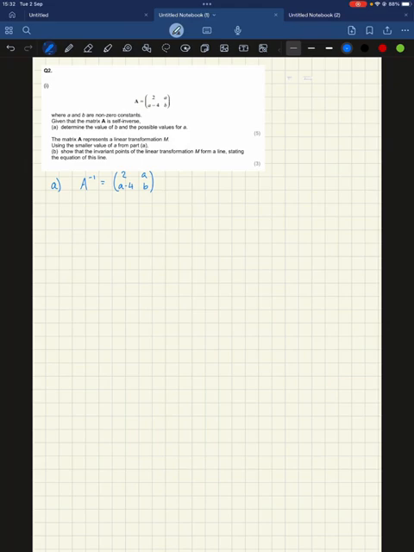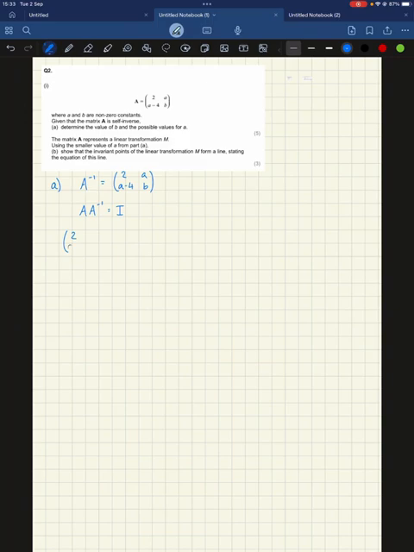Determine the value of B and the possible values for A. Now, because we've been told this piece of information, we know what the inverse matrix of A is, and we've been given A in the question. So what links a matrix and its inverse? Well, if we multiply a matrix and its inverse matrix together, we get the identity matrix.